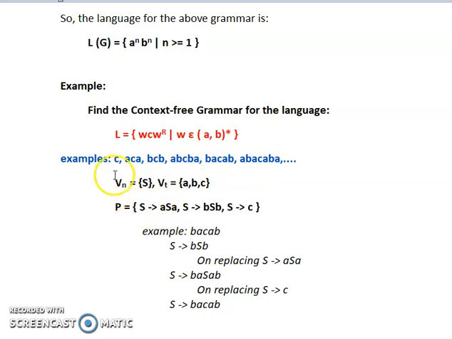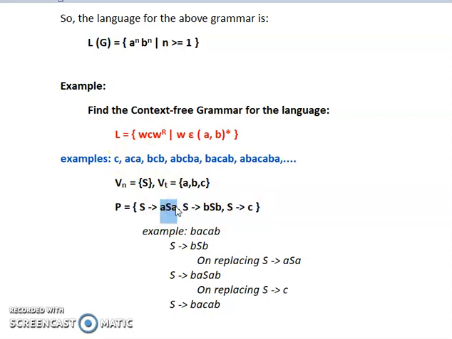Now, the minimum string that is possible is C. So the grammar will have a production rule S tends to C. That means the variable S can be replaced by a single C to accept the minimum string. Now, according to the next minimum string ACA, we have the production rule S tends to ASA. ASA means your S can be replaced by C. So the minimum string ACA is accepted over here.